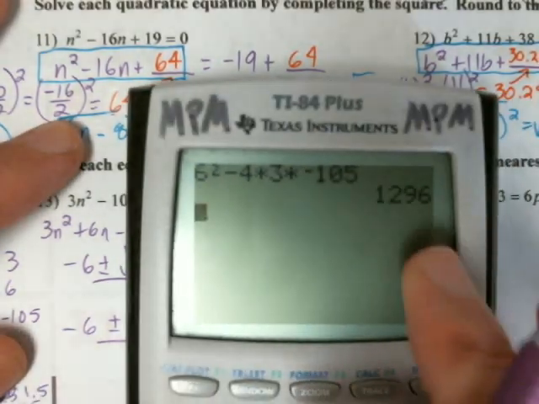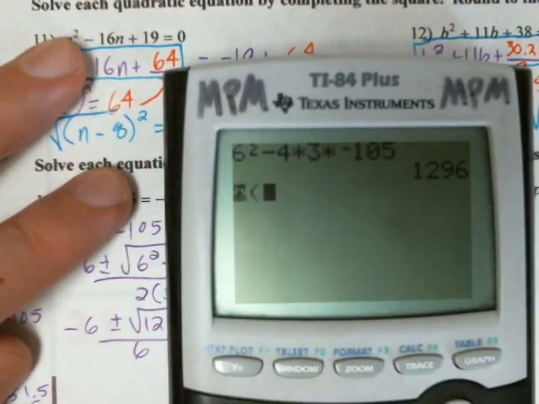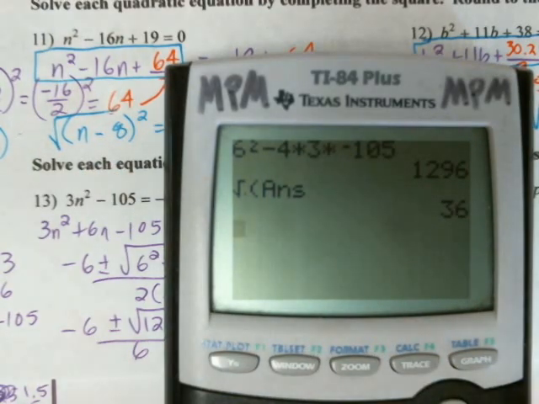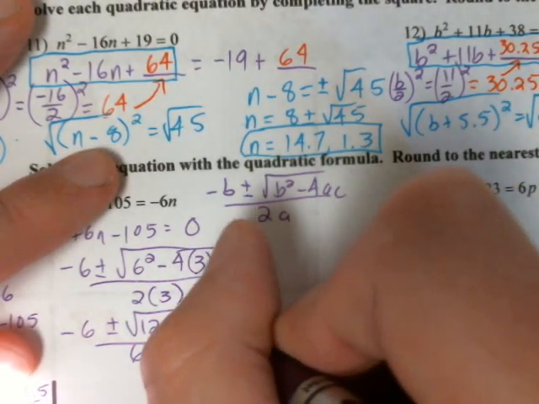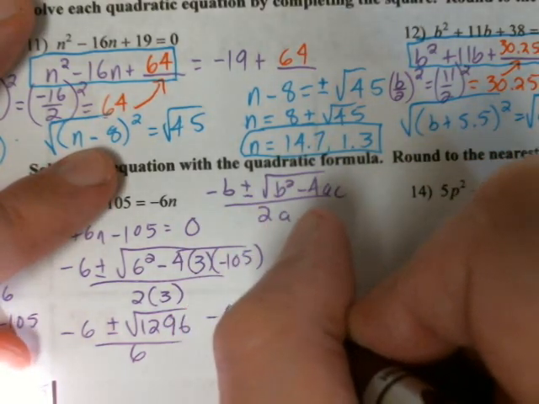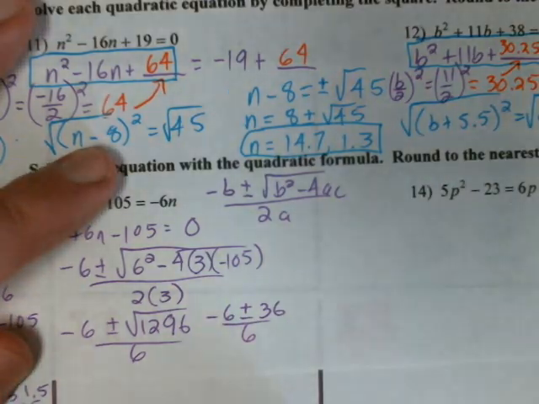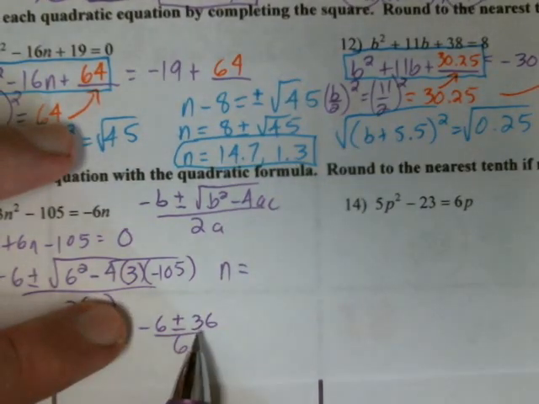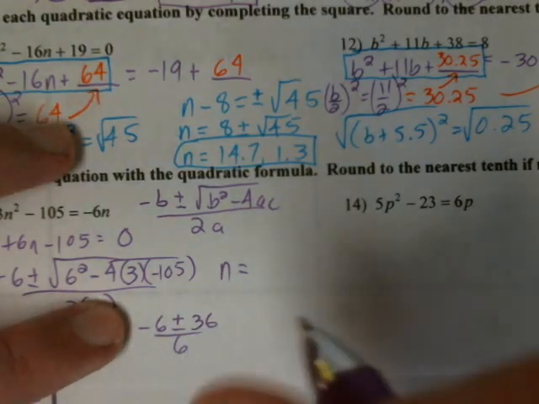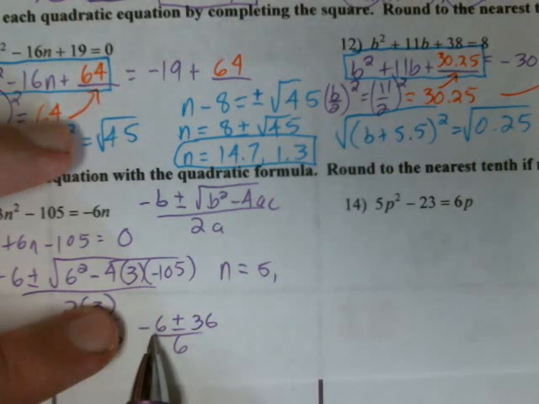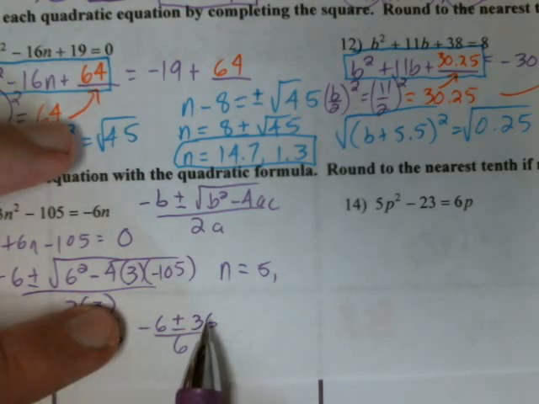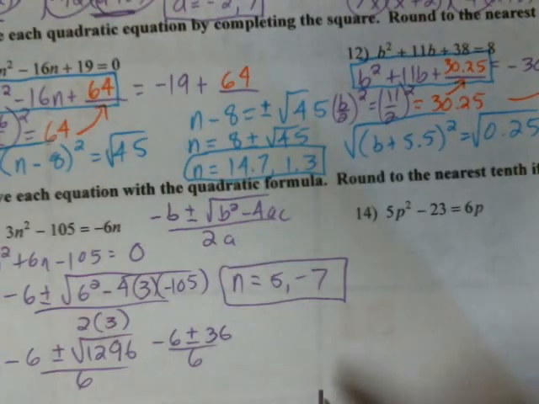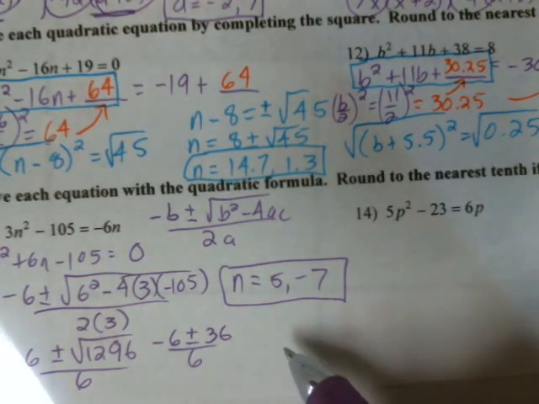Okay, now let's check and see if 1296 is a perfect square. What is the square root of that? Oh, it's a perfect square. Okay, so it's 36. So basically it's negative 6 plus or minus 36 all over 6. Okay, so I'm going to have two answers. n equals, one of my answers is negative 6 plus 36. That's 30 divided by 6, which is 5. My other answer is negative 6 minus 36. That's negative 42 over 6. That's negative 7. So my answers are 5 and negative 7. Huh. Wait a minute, though. Wait a minute.